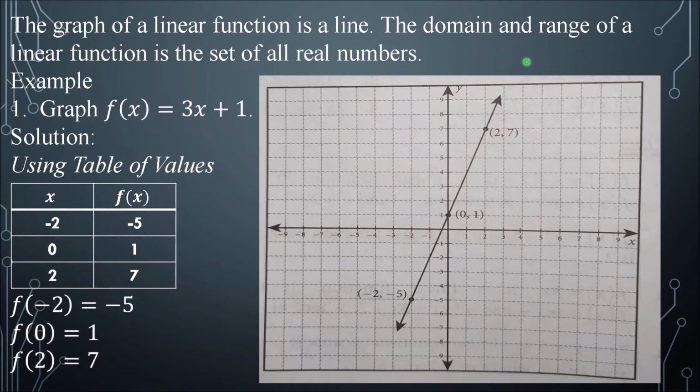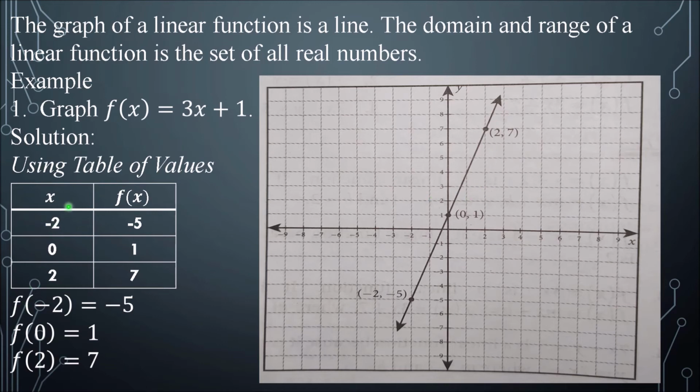The domain and range of a linear function is the set of all real numbers, meaning to say the domain, the x-coordinates of a linear function are real numbers. So meaning to say the numbers on the Cartesian plane. Now the range of a linear function is the set of all real numbers, meaning to say the y-coordinates of a linear function are real numbers also, meaning the numbers on the Cartesian plane also.